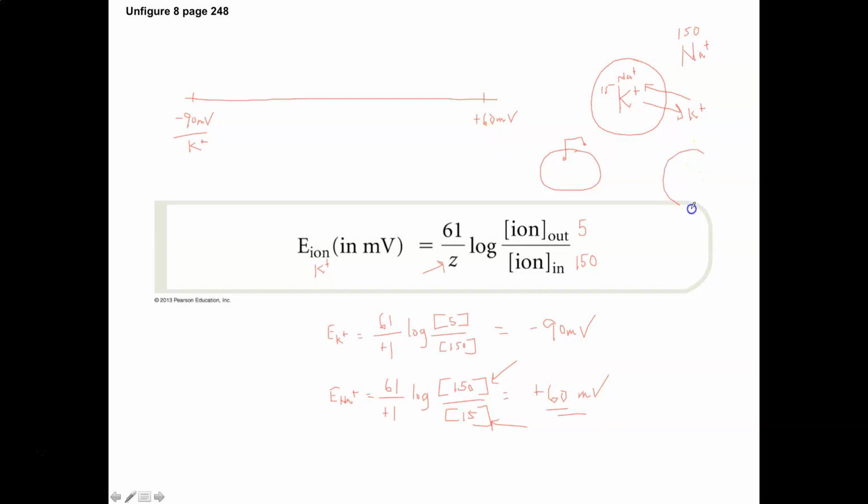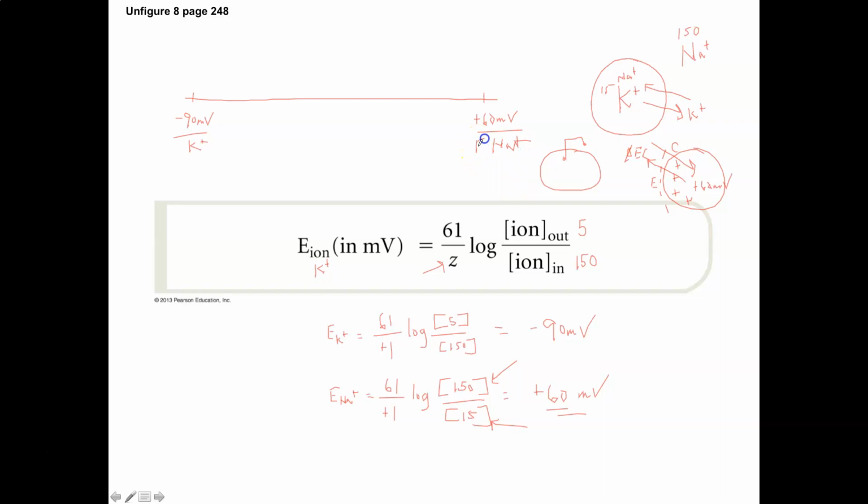So basically the cell would have to flip, right? The inside would have to be positive and the outside would have to be negative in order to create a scenario where you have equilibrium for sodium. Because sodium has a chemical gradient to the inside, and in order to flip the electrical gradient, be attracted to the outside, the inside of the cell has to become positive 60 millivolts. Okay? So equal and opposite, they cancel each other out. You have a 0 electrochemical force, and that's equilibrium for sodium.